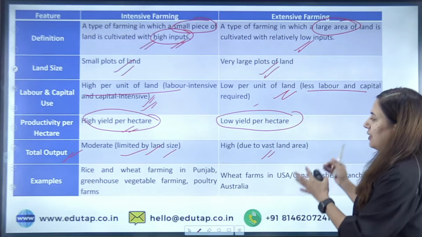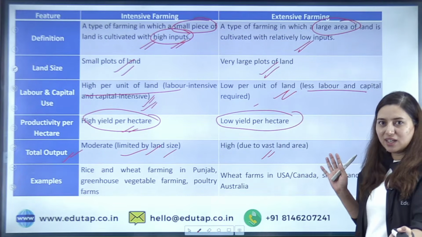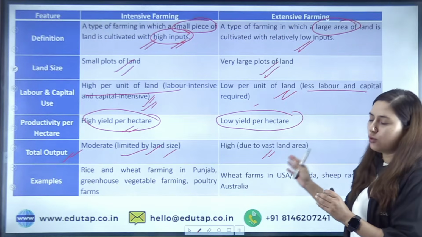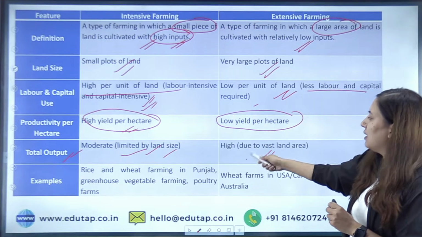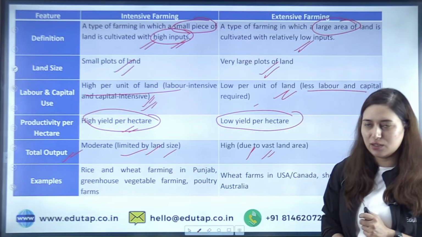Here land size is big, right? So productivity or total output will be more here, right? Though we are using low input, but still जो productivity है वो यहाँ की ज़्यादा होती है.